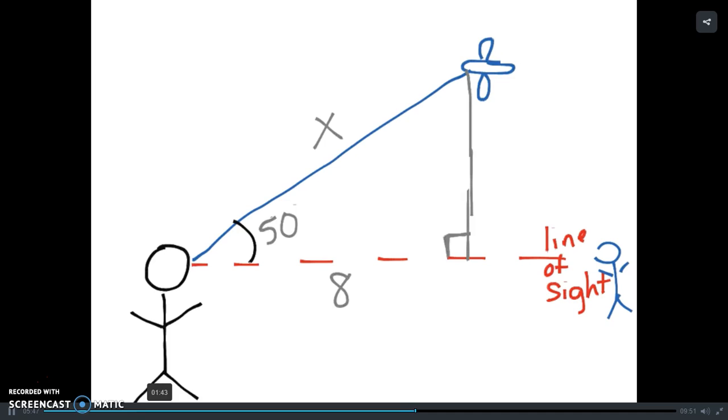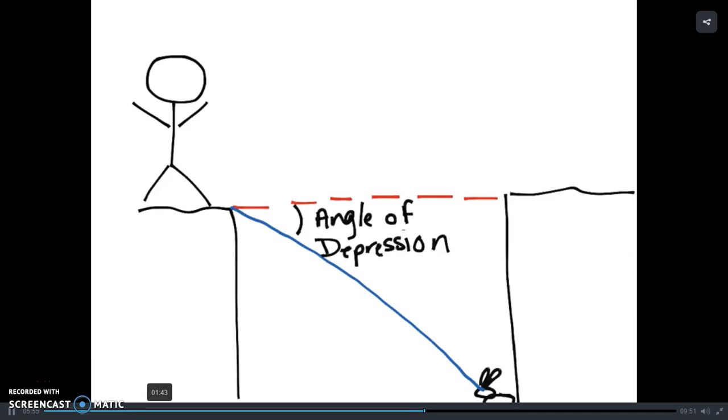But the biggest thing is going to be draw your picture and then make sure you can find your right triangle, because there will be right triangles in every one of these. Okay, so let's look at one of our angle of depression pictures.